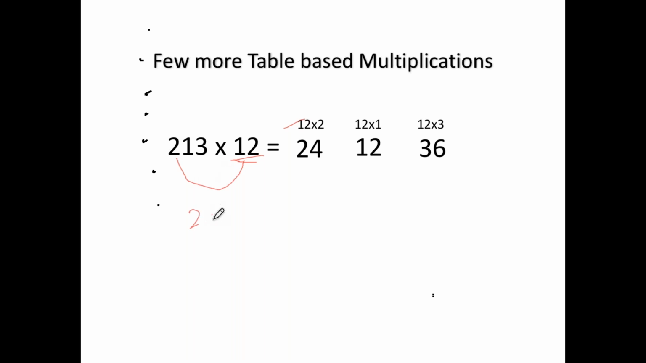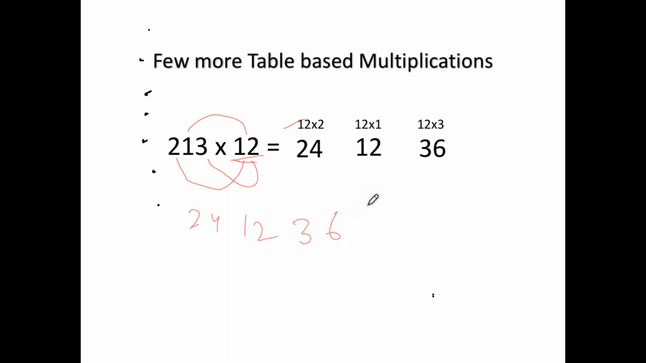You know that? 12 into, okay, I've done it on the screen. Into 3, I've done it first. 12 into 3 is 36. 12 into 1 is 12. And 12 into 2 is 24. Okay, I'll write this once. So we are doing it one by one. Shweta, please see. 12 into 2 is 24. This 12 into 1 is 12. 12 into 3 is 36.